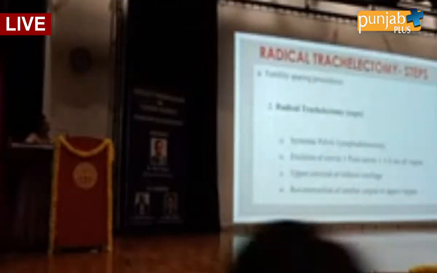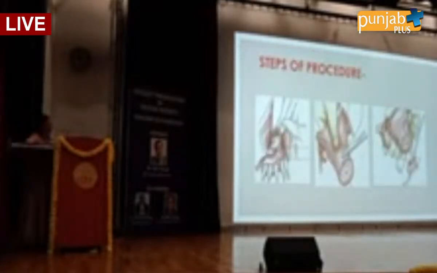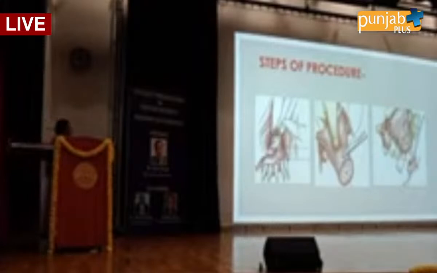Then the radical trachelectomy, the steps include, first we should do systemic pelvic lymphadenectomy, then excision of cervix with paracervix with 1 or 2 centimeter vagina. Upper cervical or isthmic cerclage is the most important thing, because if you don't do the cerclage, even if the patient becomes pregnant, there is a high chance of having midterm pregnancy loss. And reconstruction of the uterine corpus to the upper vagina. So these are the steps which we should do.